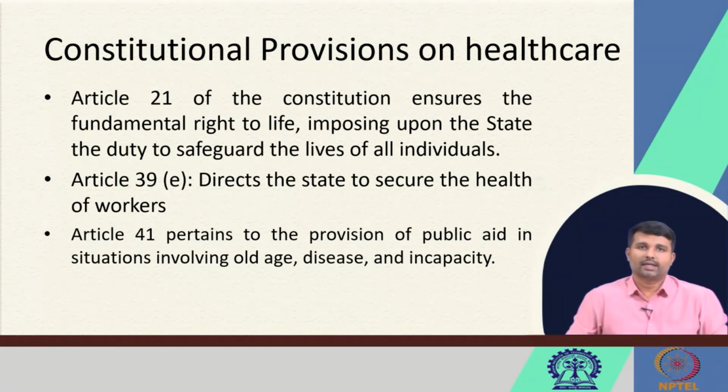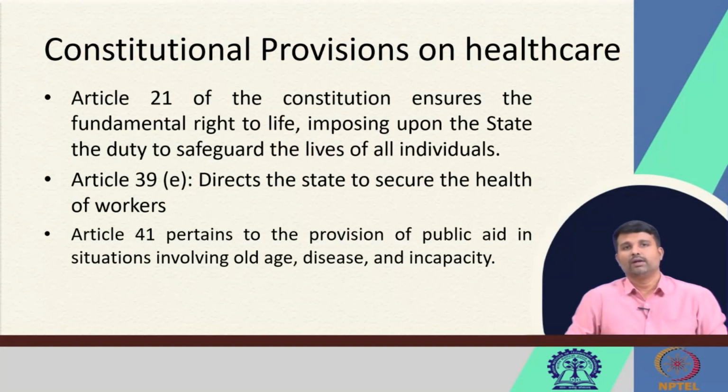The Supreme Court has held through various judgments that Article 21, which speaks about right to life, also includes right to health. Apart from Article 21, Article 39E, which is part of the directive principles of state policy, directs the state to secure the health of all workers. Apart from these two provisions, Article 41 is there, which pertains to provision of public aid in situations involving old age, disease and incapacity. So, apart from the positive right which is given in Article 21, there are also some specific stipulations in the directive principles of state policy which address the various aspects of affordable healthcare.